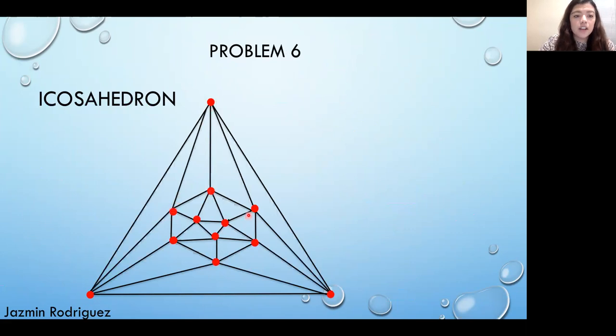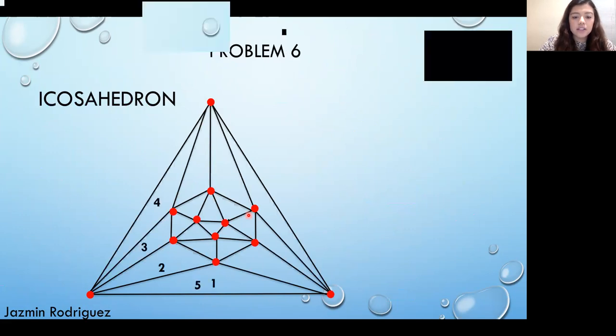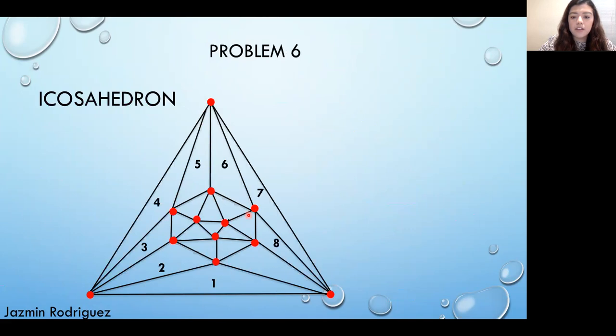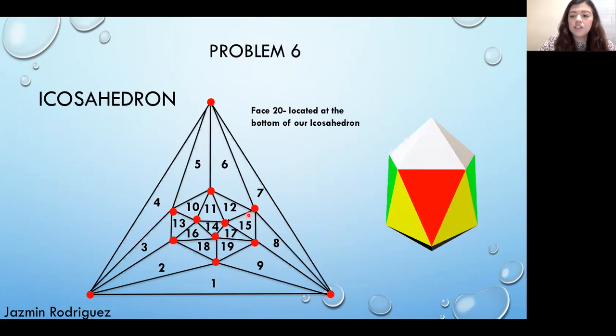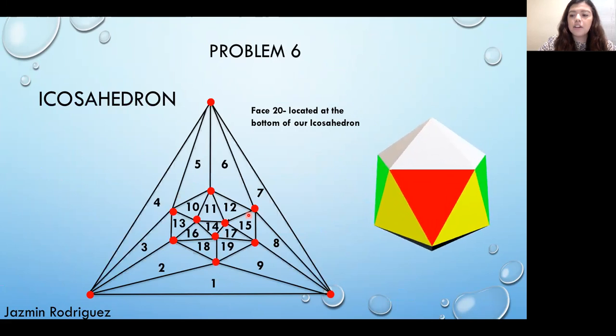And then the final part of the icosahedron is that it has to have 20 faces. So let's see if we have the 20 faces in our figure. And we'll count those out. As we can see, there's 9, 10, and we've got 15, 16, 17, 18, 19, and then 20. Our 20th face is going to be located on the bottom side of our icosahedron as well. And this is just a 3D model to let us get a better look at what it looks like.